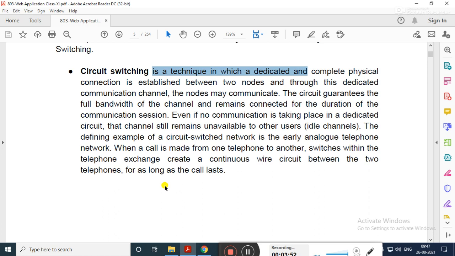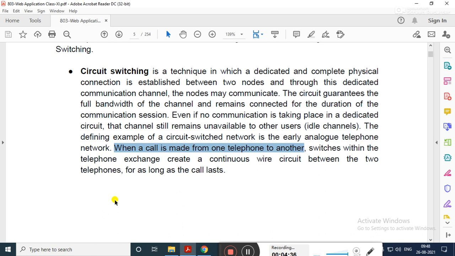The defining example of a circuit switched network is the early analog telephone network. So when a call is made from one telephone to another, understand this example very carefully. When a call is made from one telephone to another, switches within the telephone exchange create a continuous wire circuit between the two telephones for as long as the call lasts. That means the old kind of telephone, the landline phone. The BSNL services are there, MTNL, BSNL. When we call one person from another, there is one common board, you are connected on that board, and there are exchange offices there.